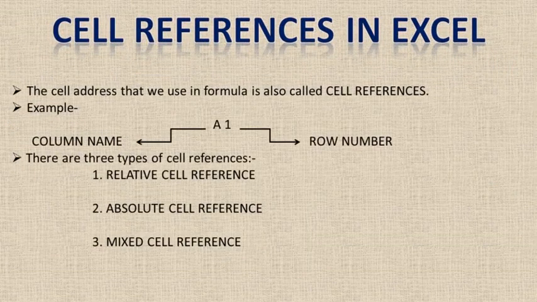Cell references. The cell addresses that we use in Excel formulas are also called cell references. For example, A1 is an example of a cell reference or cell address. A here is the column name and 1 here is the row number. There are three types of cell references in Excel: relative cell reference, absolute cell reference, and mixed cell reference.